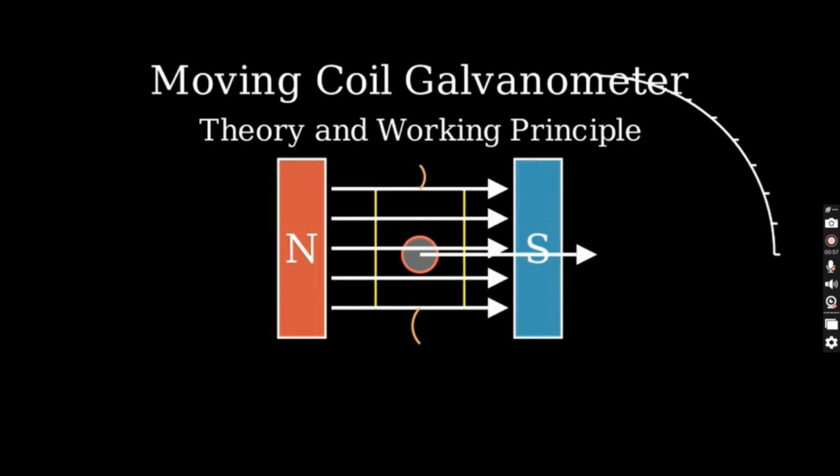Now, let's understand how it works. When a current flows through the coil, it creates its own magnetic field. This field interacts with the permanent magnet's field, causing the coil to rotate. According to Fleming's left-hand rule, the direction of rotation depends on the direction of current flow. The stronger the current, the greater the rotation, up to the limits of the spring's restoring force.